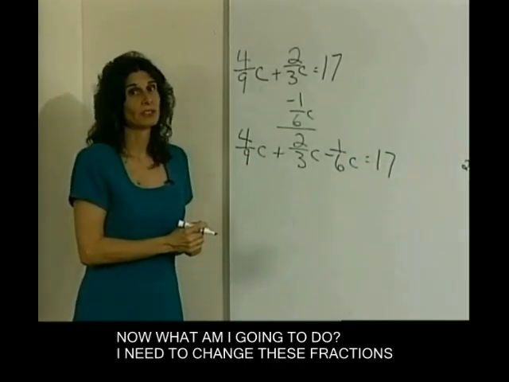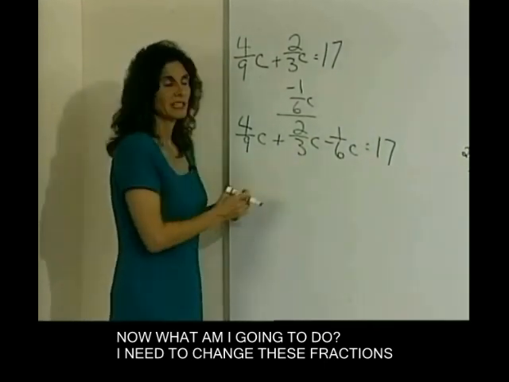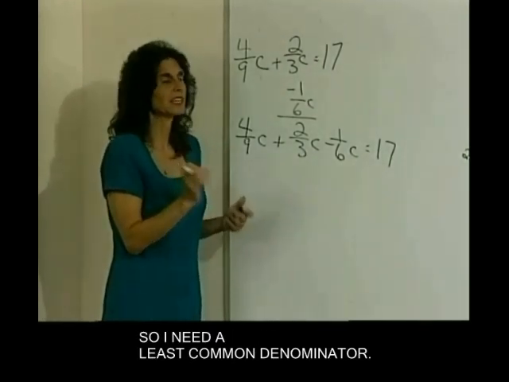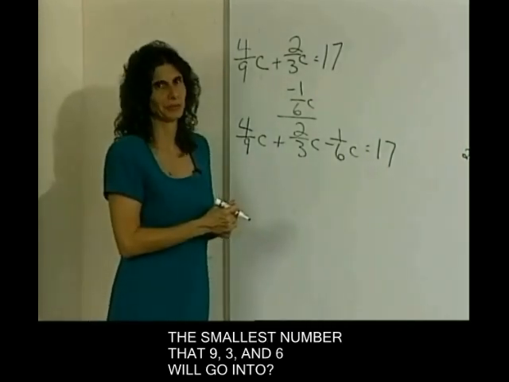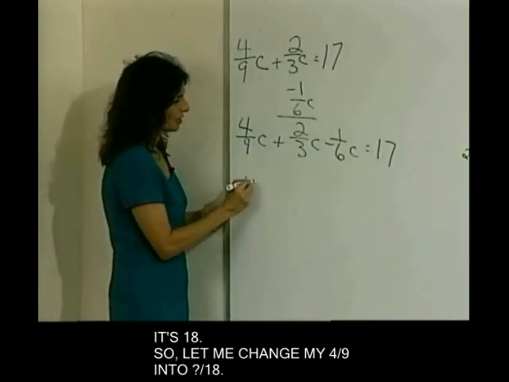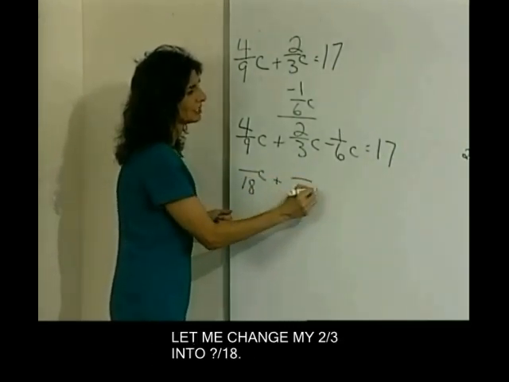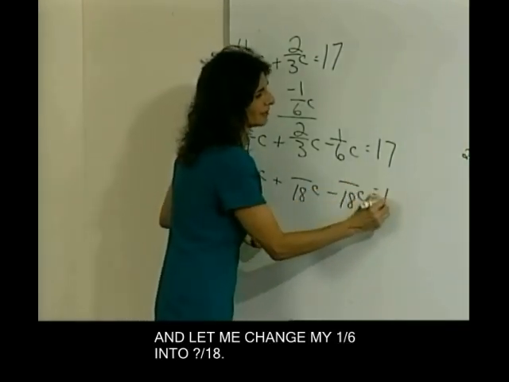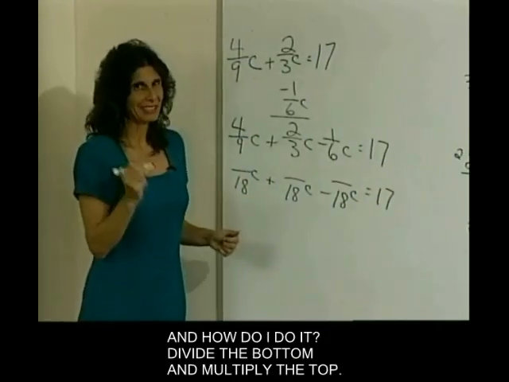Now what am I going to do? I need to change these fractions into fractions with like denominators. So I need a least common denominator. What is the smallest number that 9, 3, and 6 will go into? It's 18. So let me change my 4/9 into 18ths, my 2/3 into 18ths, and my 1/6 into 18ths. And how do I do it? Divide the bottom and multiply the top.